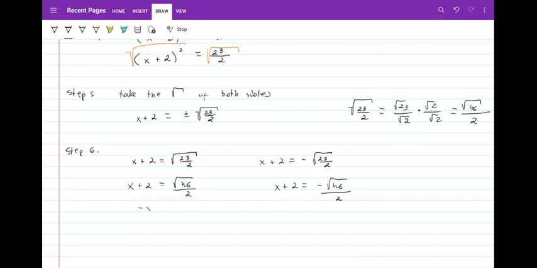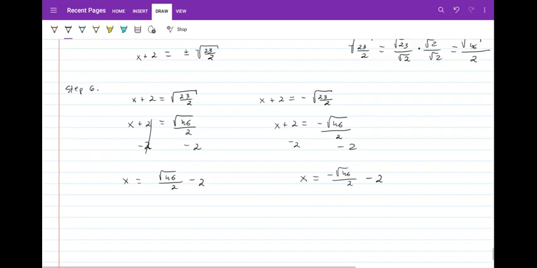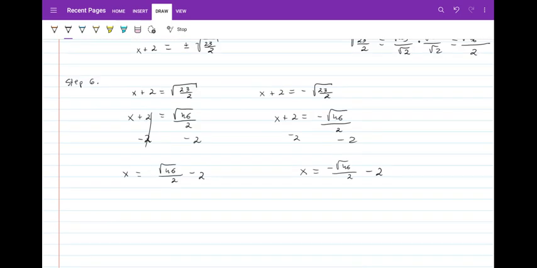Solve for x. So we'll subtract 2 from both sides. We're getting x equals square root of 46 divided by 2 minus 2. And here we're getting x equal negative square root of 46 over 2 minus 2. So again, irrational solution, which means you can leave it as x equal positive negative square root of 46 divided by 2 minus 2. So we have two answers.